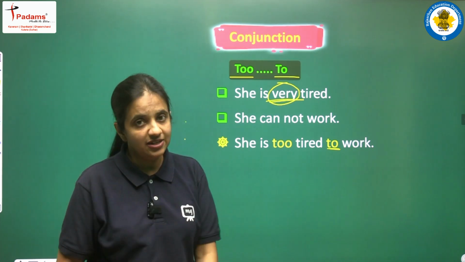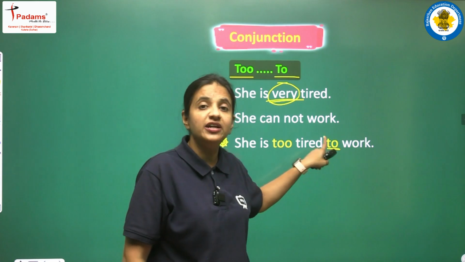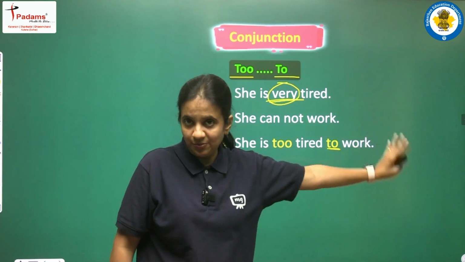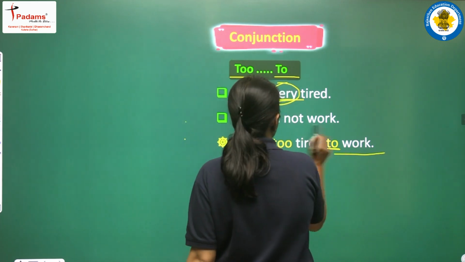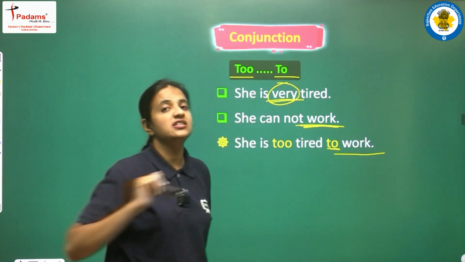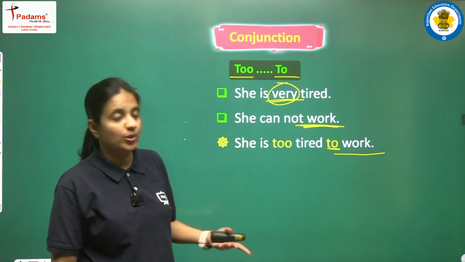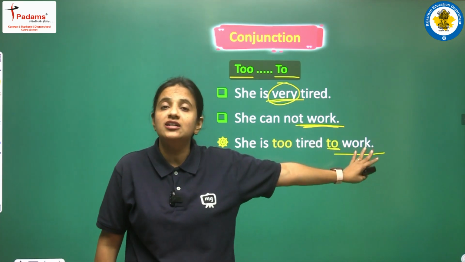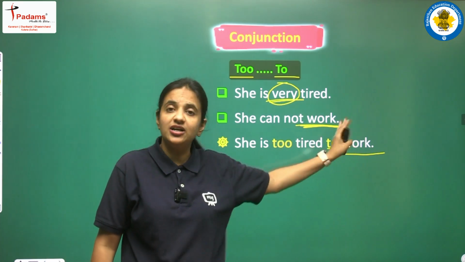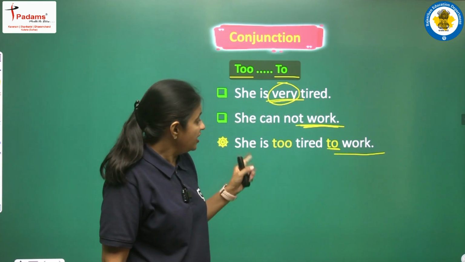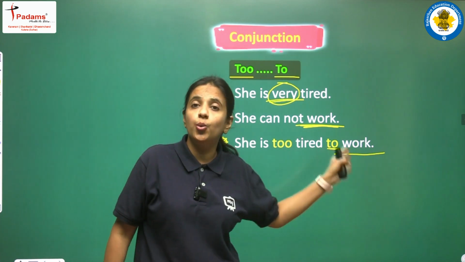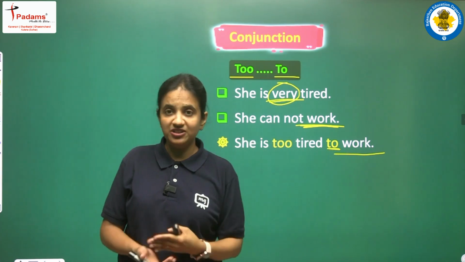So what is the difference? The difference is that after to we don't write the complete sentence, but after to we have to write the main verb. So what is the main verb, or we can say what is the action verb that is given to us? The action verb is work. So that we have to write here after to. So this will be the sentence. So let's read the sentence. She is too tired to work. Okay, I hope the difference is clear.